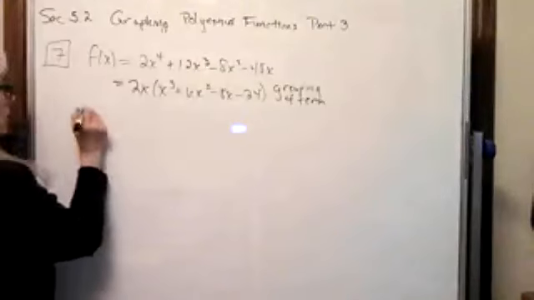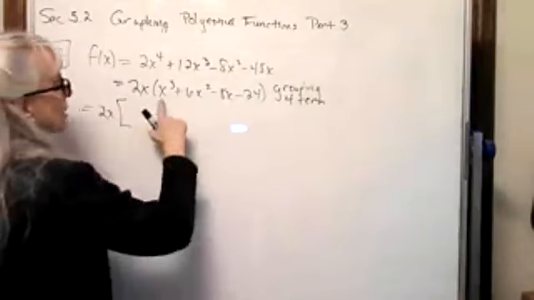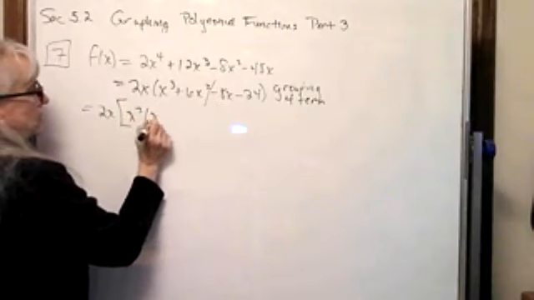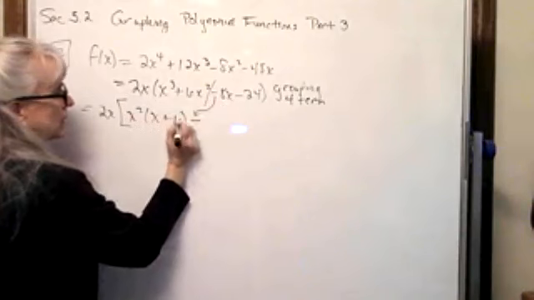Okay, so I'm going to keep the 2x out in front. I'm going to go to a bracket just to help keep track of things. The first 2 terms, we can pull out an x squared. That's going to leave me with x plus 6. I bring down the sign. That's this negative sign coming down.